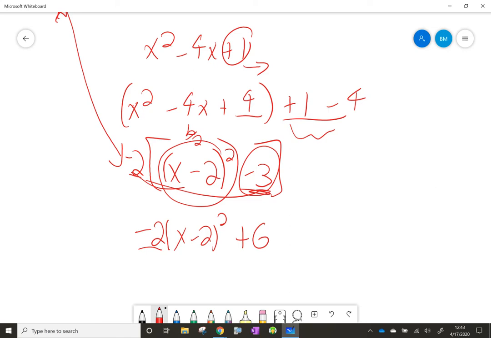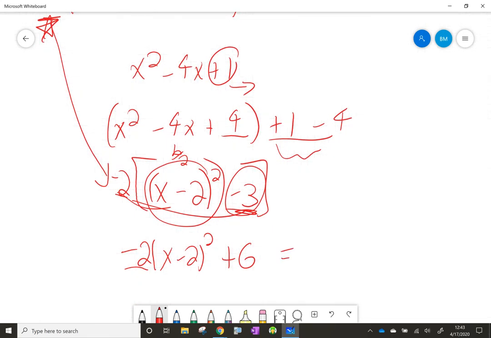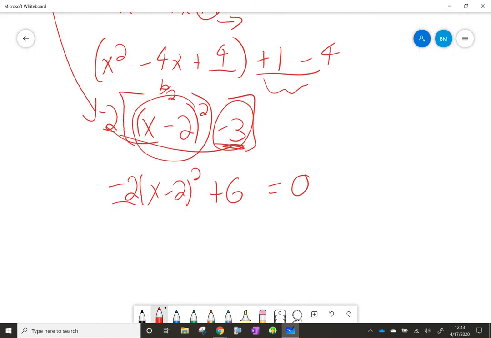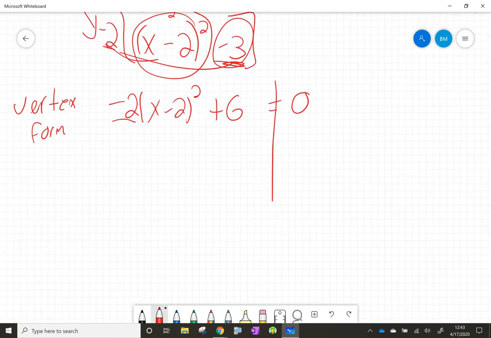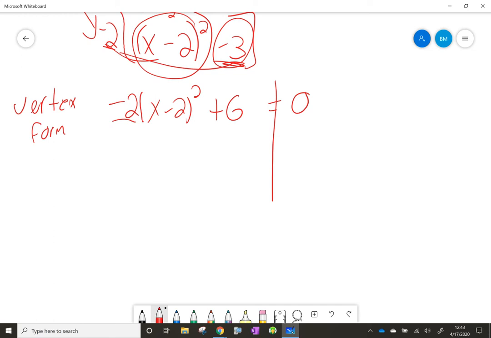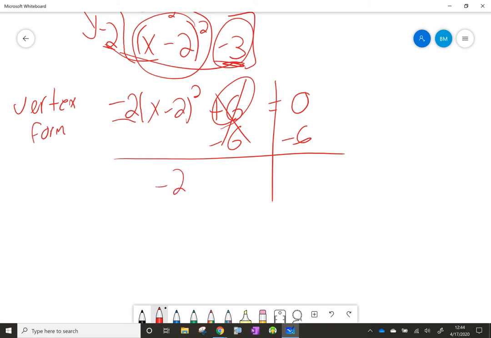And lo and behold, this is still, guess what, all equal to 0 right now. But now you have something that's in vertex form. So we've made it all the way to vertex form. Now we just have to solve it for x. So, lots of steps here. First thing we're going to do is get rid of the plus 6. The opposite of plus 6 is subtract 6. So it's going to be negative 2 times x minus 2 squared equal to negative 6.